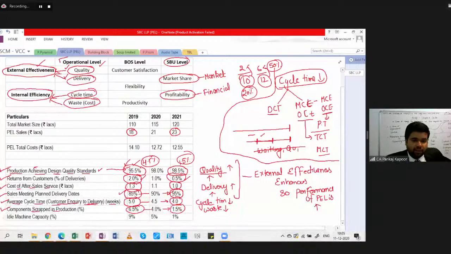See the last parameter and answer for the same as well. Ideal machine. See the last data and answer. Ideal machine capacity. Earlier, 9% of your machine capacity remain ideal. Now only 1% of your machine capacity remain ideal.